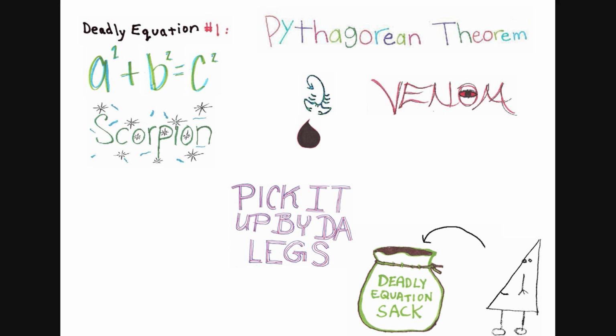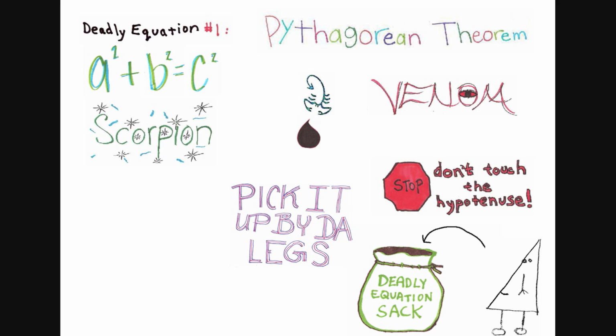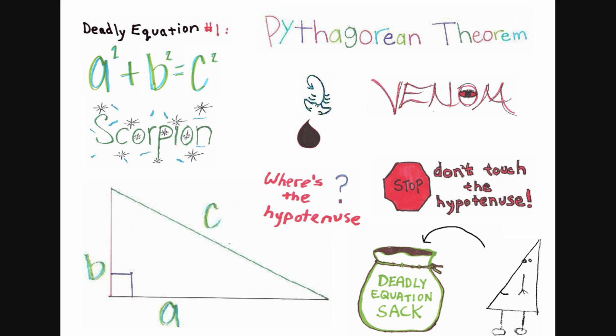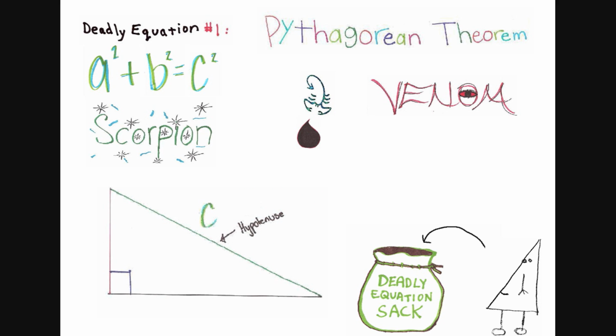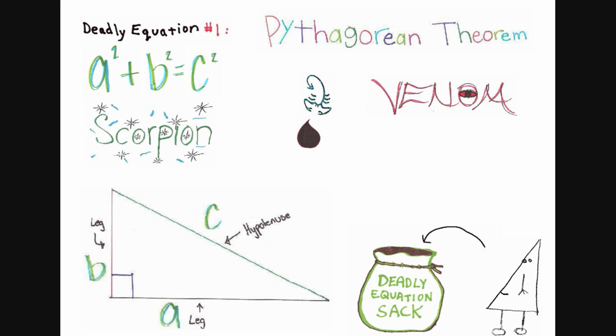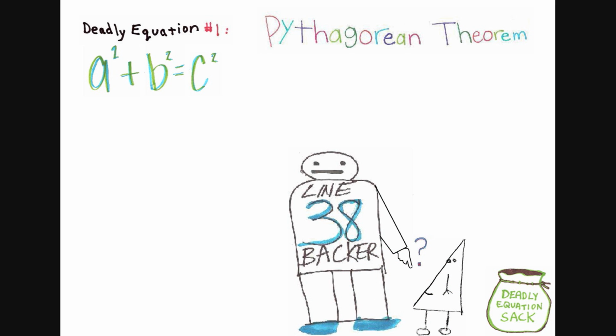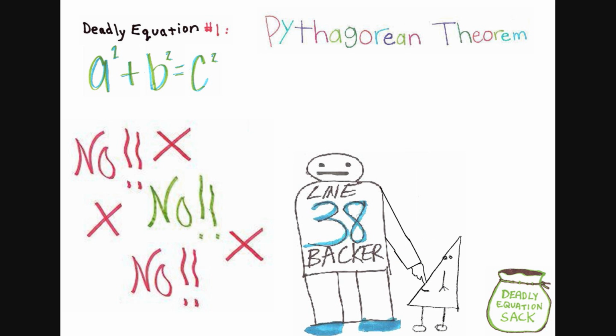If you pick it up by one of its legs, you'll be able to slip it into this sack without being poisoned by its deadly venom. Just be careful not to touch the hypotenuse. Where's the hypotenuse? It's his longest side, opposite to the right angle, slanting down to meet his legs. You mean this one? Yes, it's the hypotenuse. No, don't touch it.